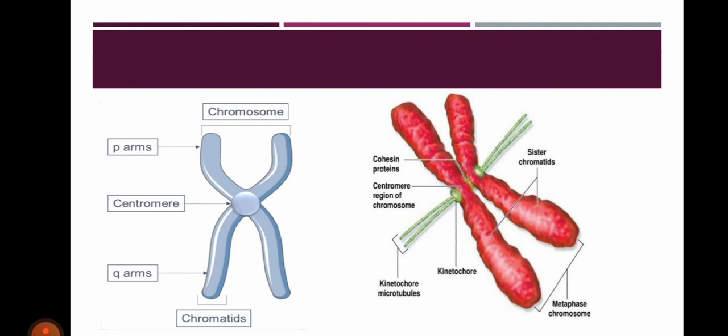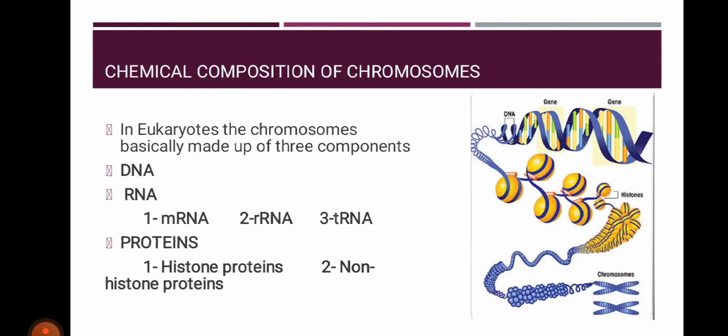Here you can see the centromere, chromatid, and the tip is the telomere, and there is a specialized protein which is known as a kinetochore. The chemical composition of the chromosome, as we discussed earlier, is that it is made up of three basic units: DNA, RNA, and proteins, and there are two types of proteins in the chromosome: histone proteins and non-histone proteins. In the structure, you can see the chromosomes and the ball-shaped proteins. DNA is coiled around them. The DNA has the genes.